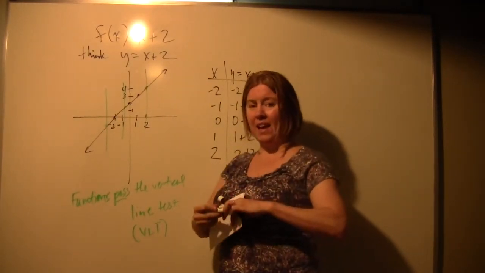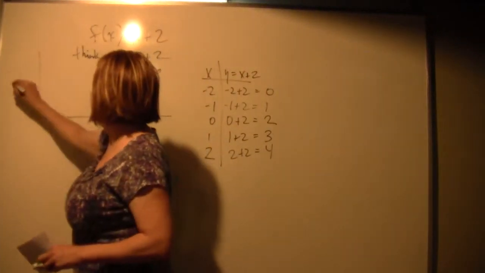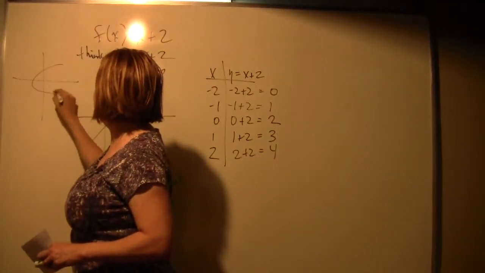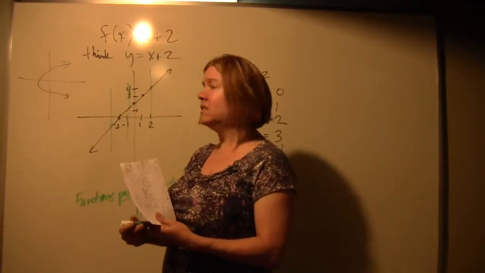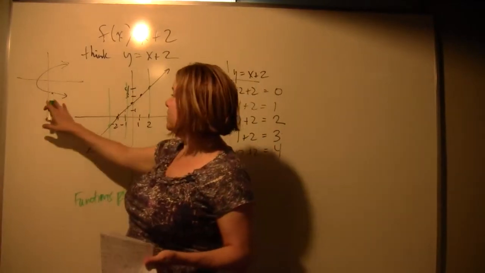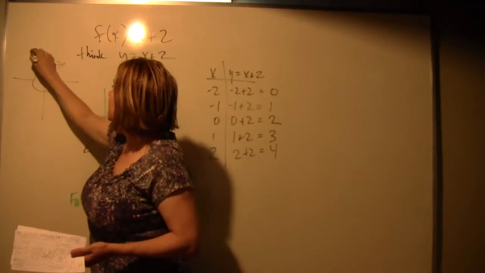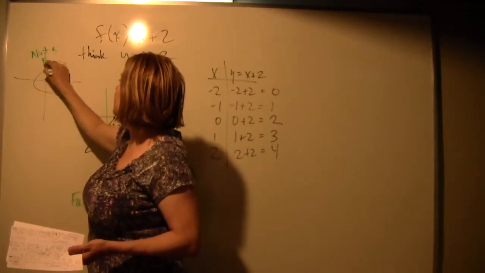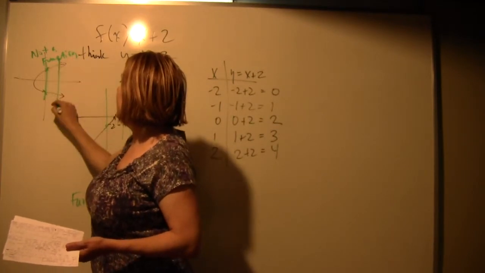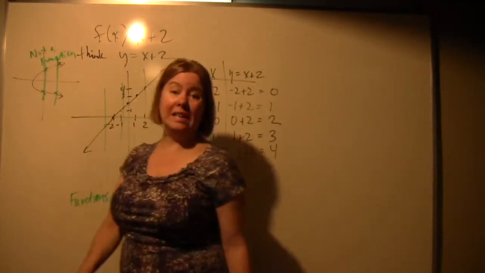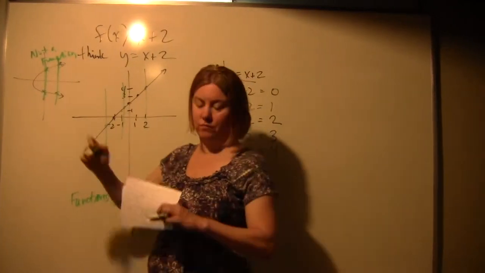Okay, so a counter example would be this graph. Okay, so that's a graph. It is a graph. It's represented by an equation, but it's not a function. You can tell just by looking at it that that vertical line is going to go through twice. Okay, so that makes it not a function.